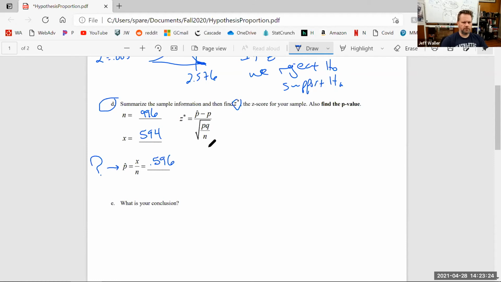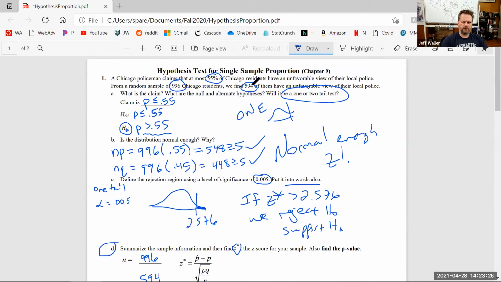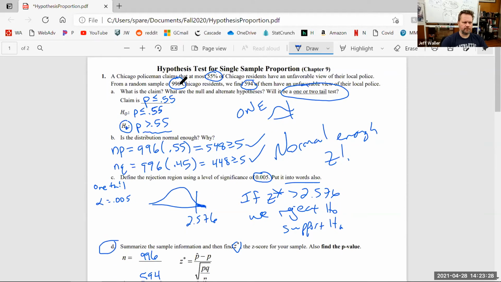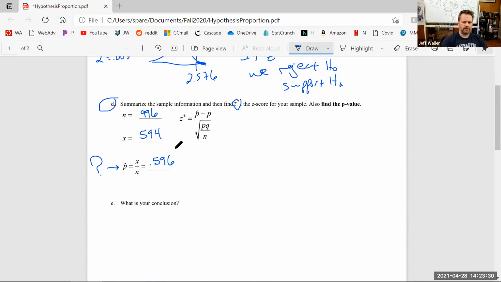So everybody with me? What do we see in our sample? 594 out of 996. So that is 0.596. I like it. And now just take a minute, throw all that in there, see what you get for the z star.